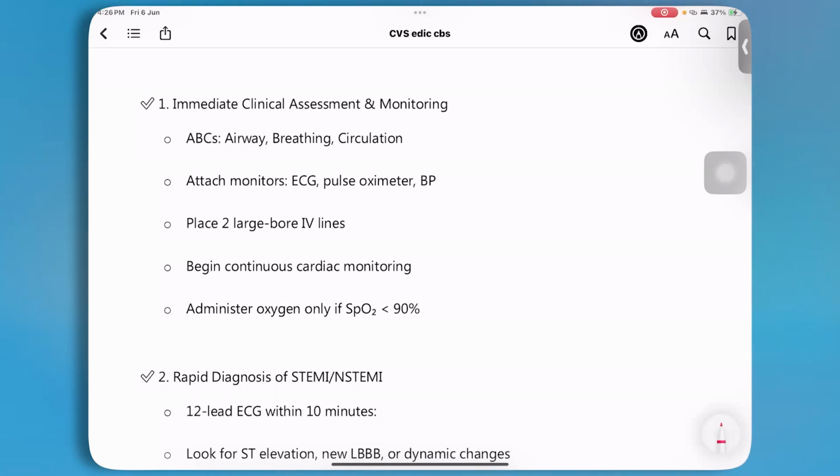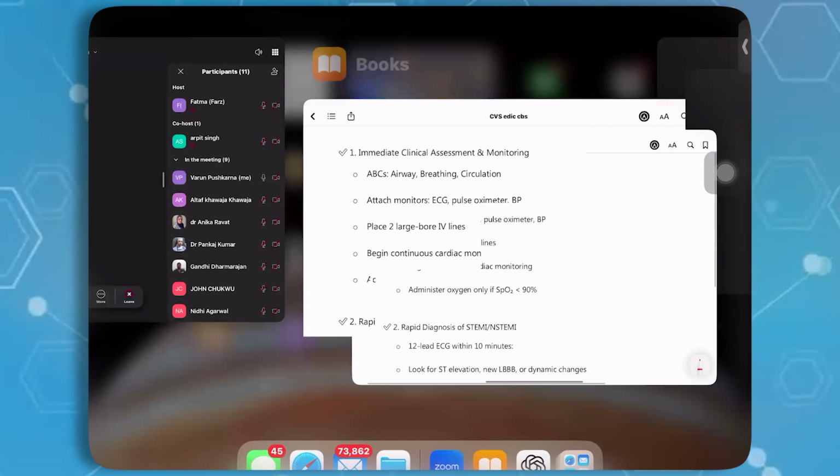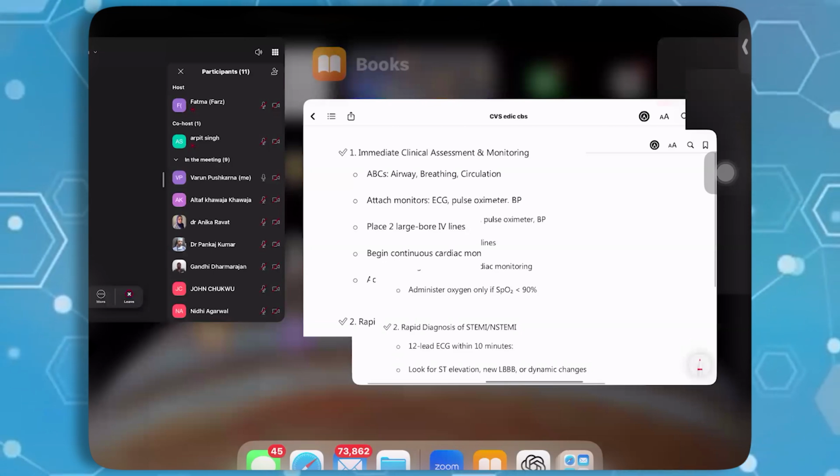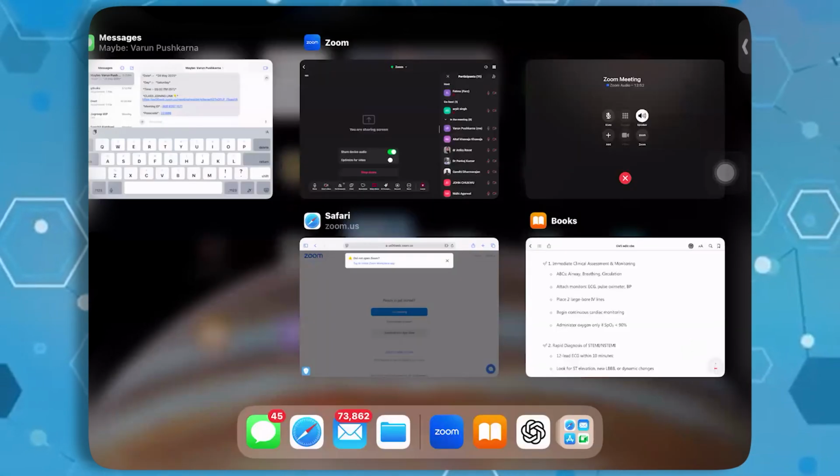It's better, right? So the first priorities are, number one is to get your ABCs.